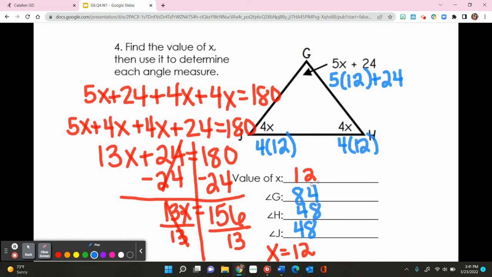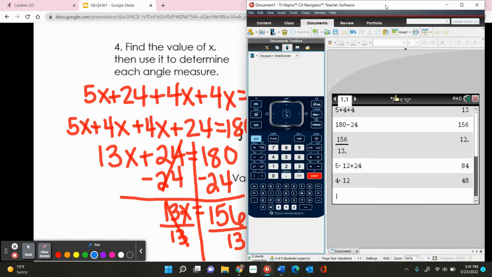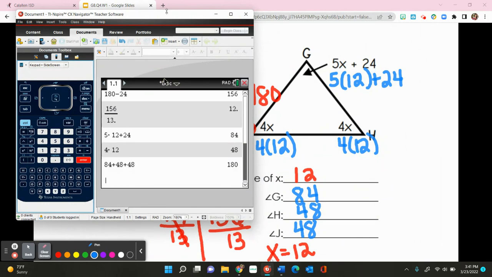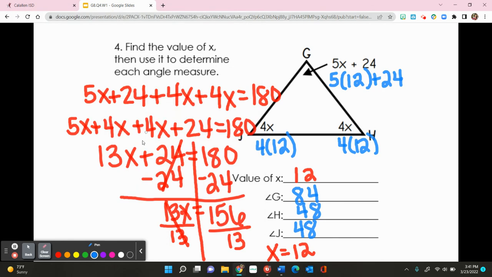Now, to make sure that your angles add up, just go ahead and add them back in your calculator. So I'm going to put 84 plus 48 plus 48. And here I see that it does equal 180. So that is finding interior angles of triangles.